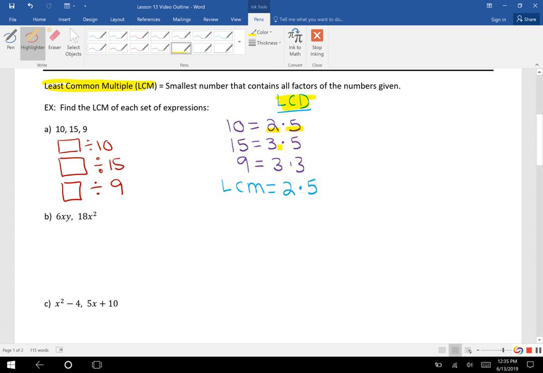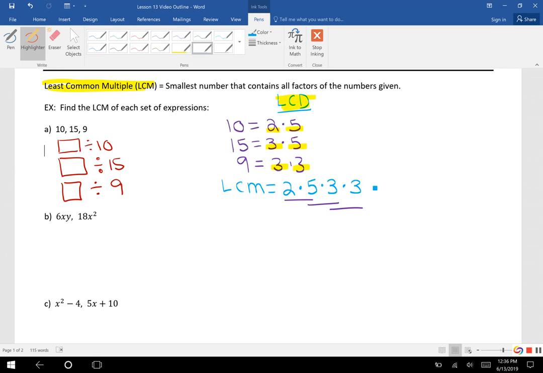So then moving down to the 15, I already have the 5 written down. I really just need to add the 3. So now I put the 3 in there. And then moving down to the 9, well, I already have one 3, so I just need to add one more 3. There we go. And now I have all of the factors in that least common multiple. The 2 and the 5 is the 10, the 3 and the 5 is the 15, and the 3 and the 3 is the 9.